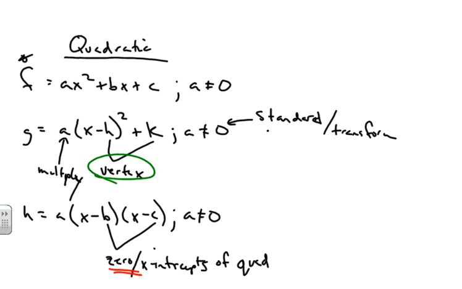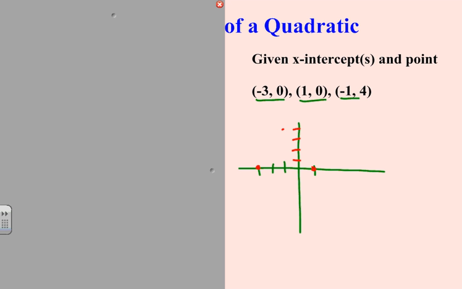we can actually use a factored form. So I'm going to create this factored form. There's another way you could do this, but I'm going to create the factored form because we're given the zeros. So I'm going to have y equals a, because I don't know what that is, times x plus 3, that's one of my zeros, and I'm going to have x minus 1, because that's my other zero. Just so you know, see that? Here, and here, and then here, and here.